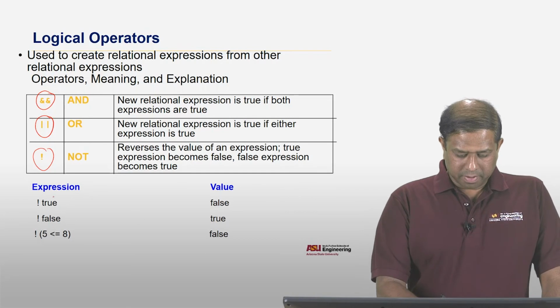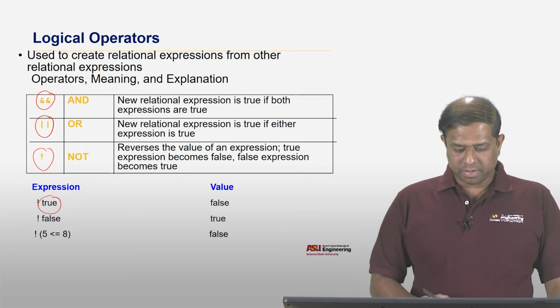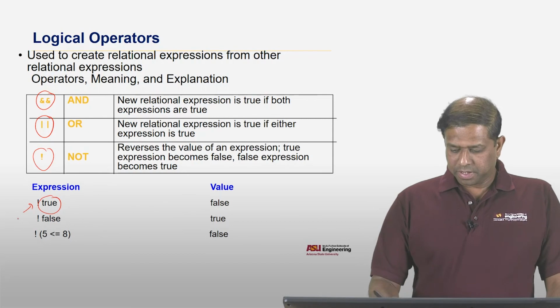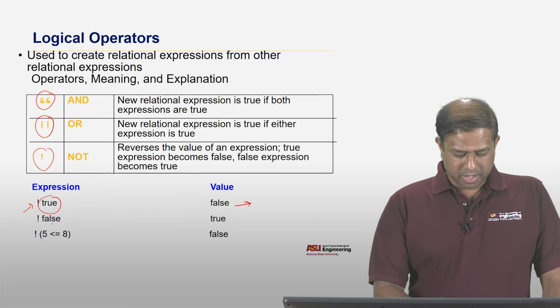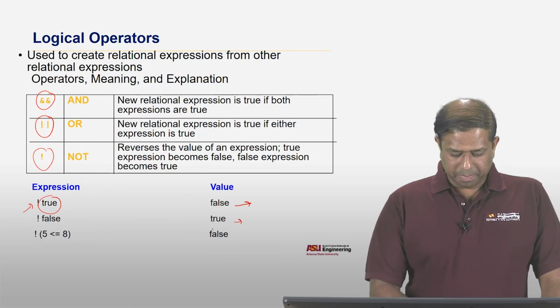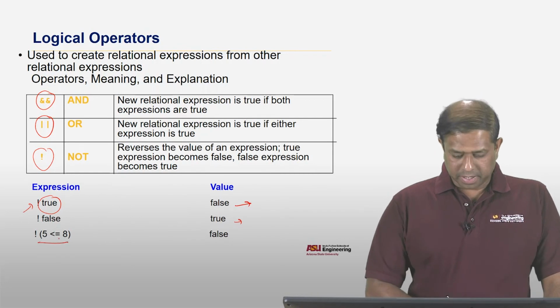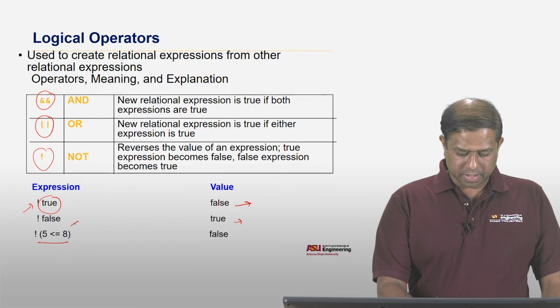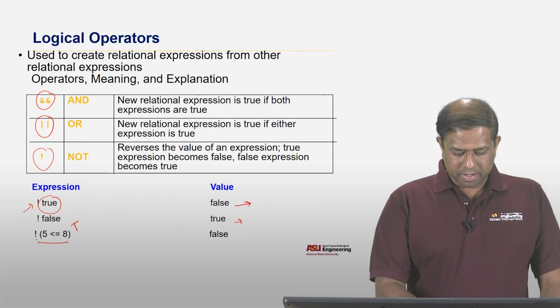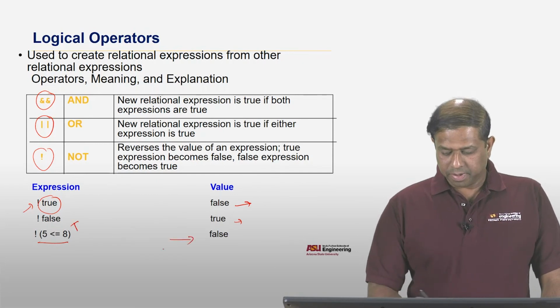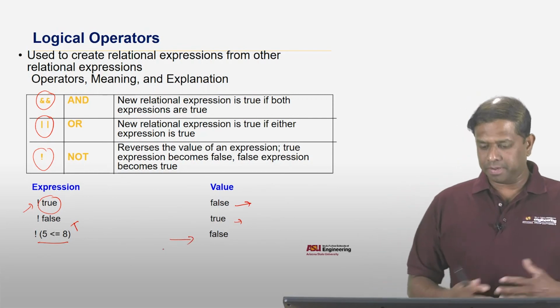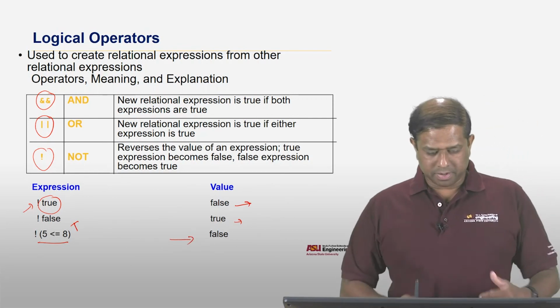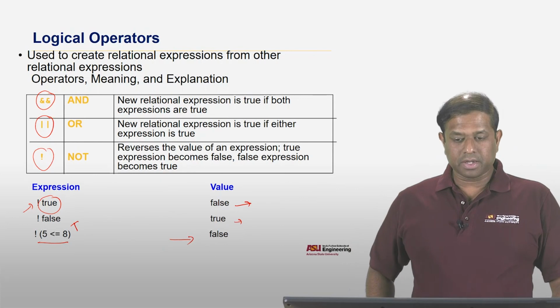Now if I have a single value like true, when I say not true, then not true is going to be false, right? And then not false is going to be true. And then if you have an expression like this, 5 less than or equals to 8, we know that this is true, and then not of that one is going to give me false. All right, so not true is going to be false. So that's how we can use these logical operators, okay?